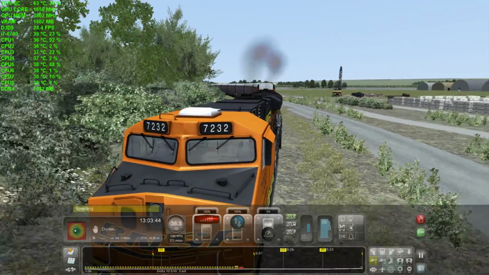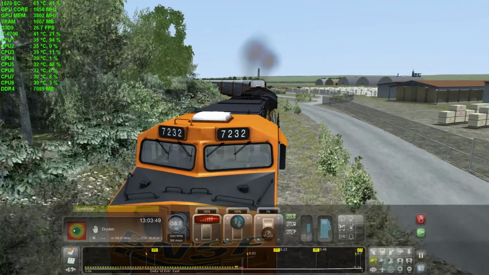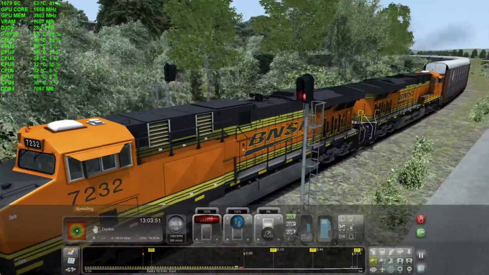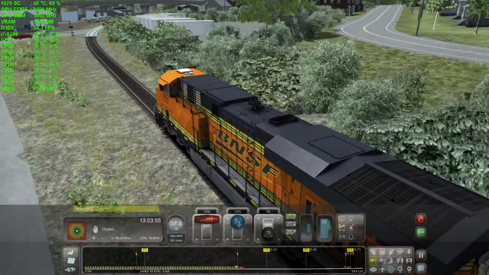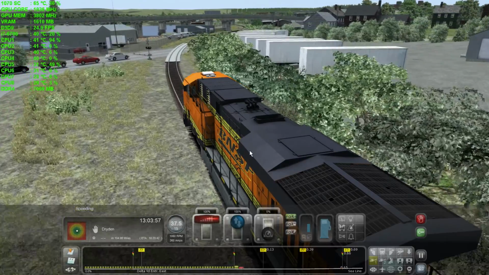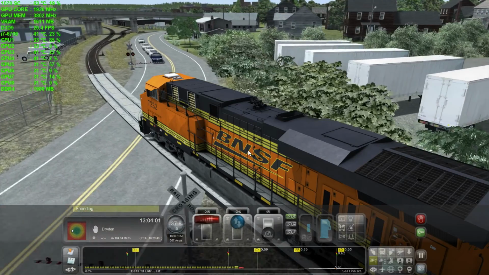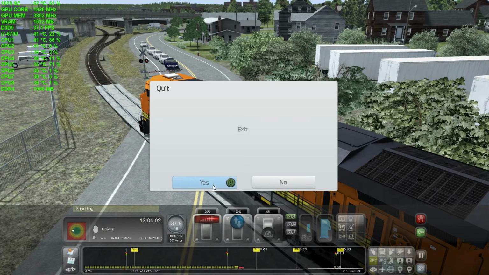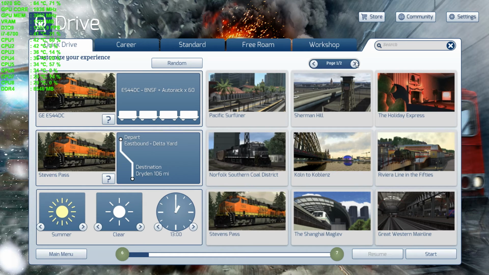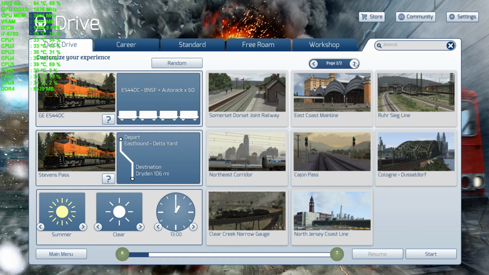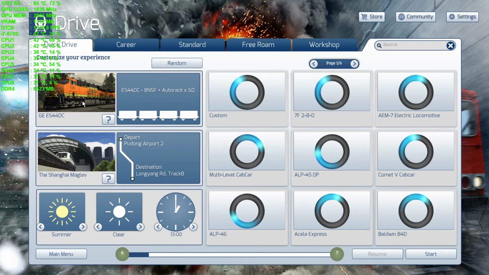Here we're at 24. Now things are moving by pretty quick here, but we're only doing 25 frames per second. 31. Alright, so I think you get the idea, okay? So now let's shift to another one. Again, we're demonstrating the difference in frame rates between different layouts or routes. Alright, so I want to show you, let's go to a newer one here. The Shanghai, the MagLev.